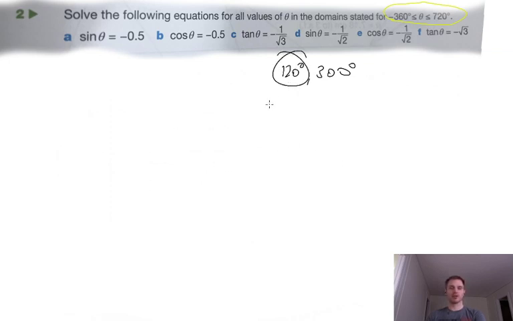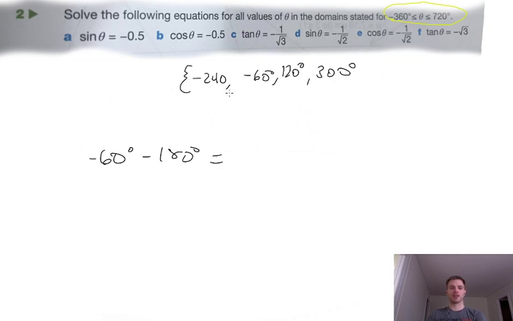So what we can do is we can just subtract 180 from this twice. So 120 degrees minus 180 degrees is negative 60 degrees. And then negative 60 degrees minus 180 degrees is equal to negative 240. And if we subtracted another 180, we'd be outside of that negative 360 lower bound, so we're not going to do that. Okay, there we go.